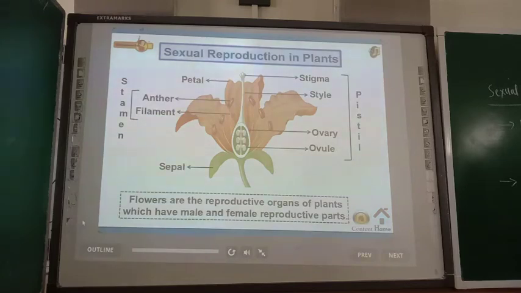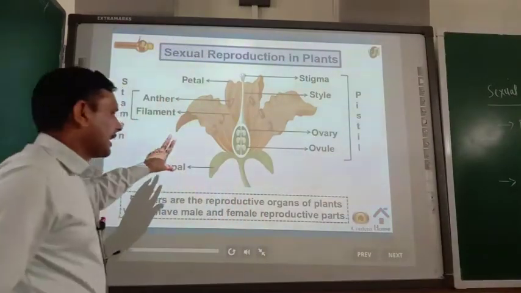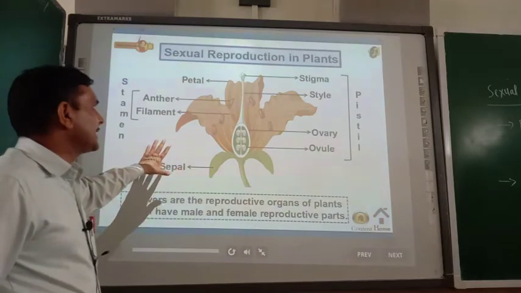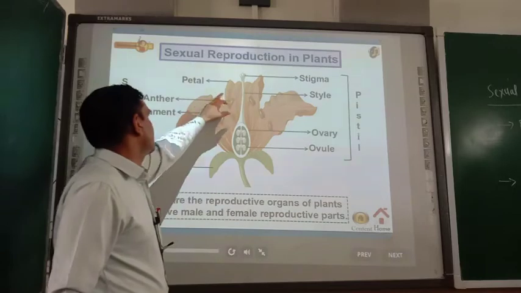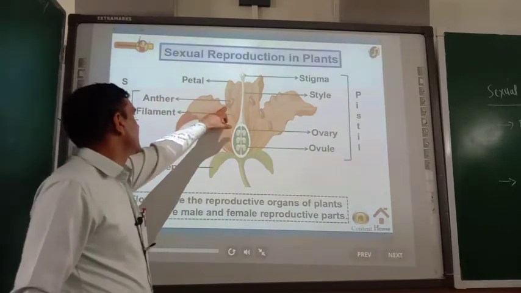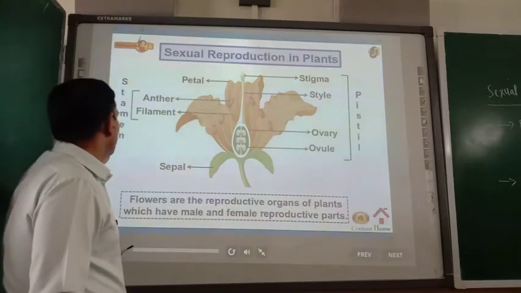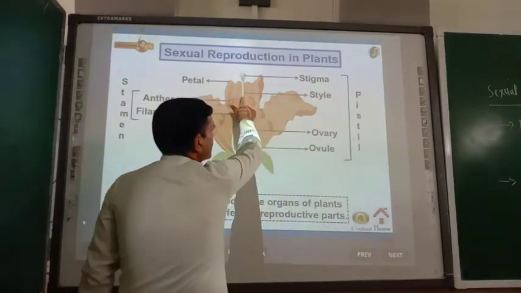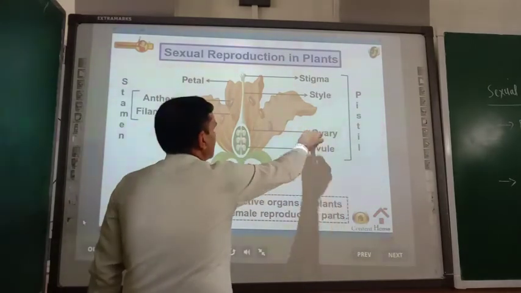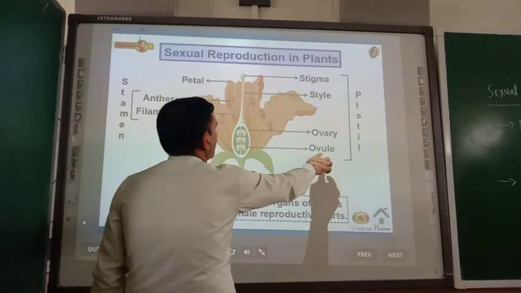So okay dear cadets, just see, this is the cross section of flower, isn't it? Here what is there? Sepal is there, here petal is there, here anther is there, this is filament, and anther and filament together are known as stamens. Similarly, this is stigma, this is style, this is ovary. Inside the ovary, what is there? These are the small structures which are known as ovule.